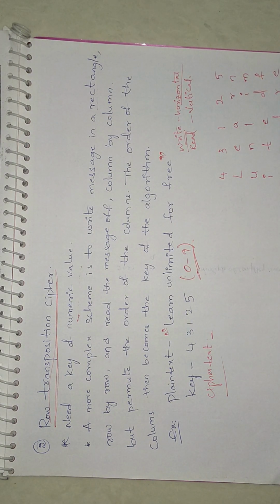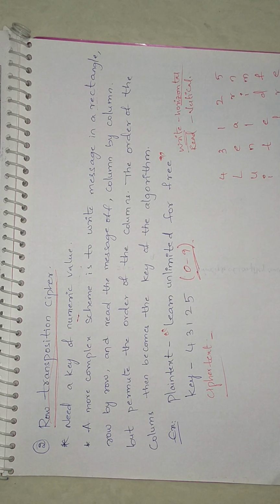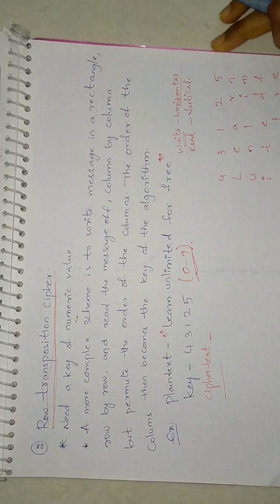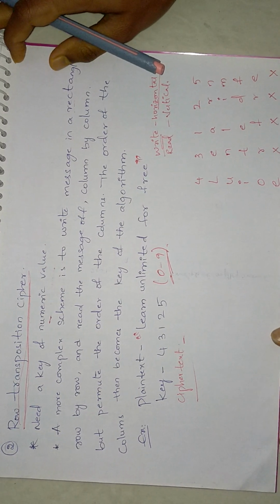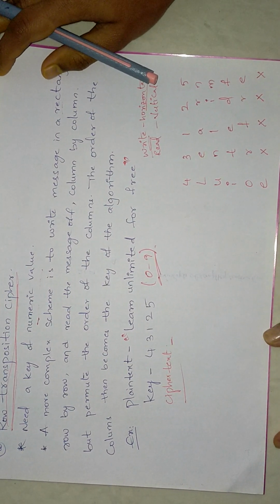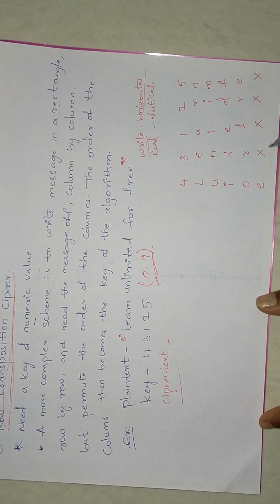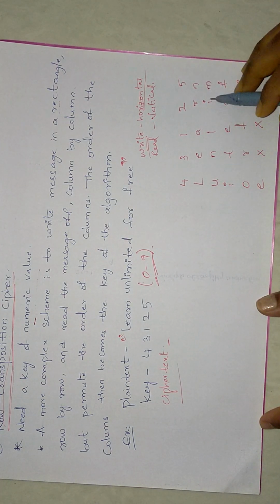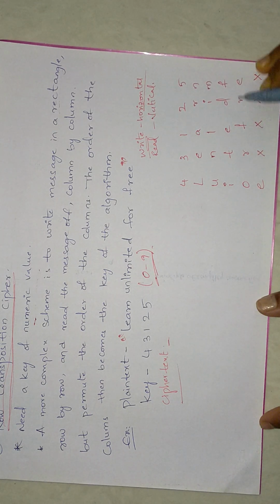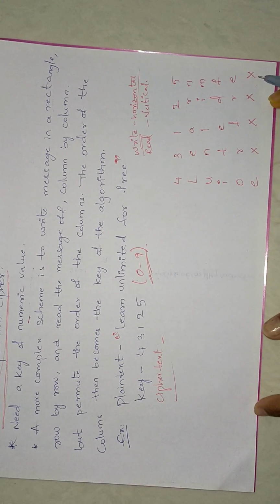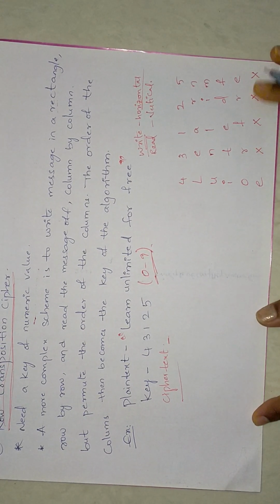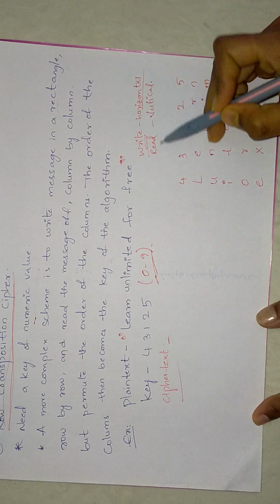Here we have some extra spaces, so you can fill them with dummy letters. For now I am filling them with X. It's your wish, you can go with any letter, but most of the time X is used because it is a letter we don't use very often. Whatever empty boxes are there, fill them with filler letters like X. Once the writing part is complete, the reading part comes next.